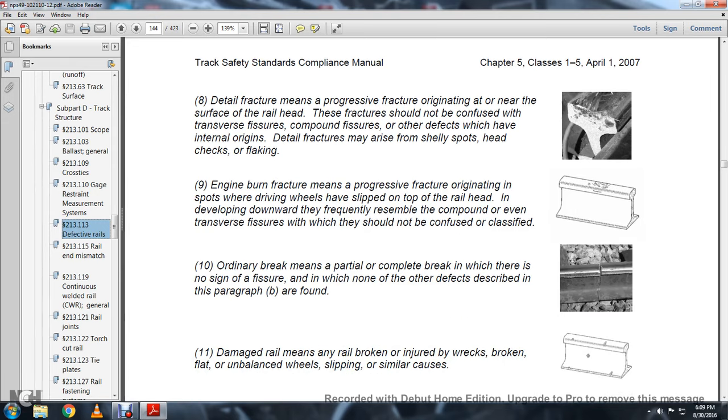9. Engine burn fracture means a progressive fracture originating in spots where driving wheels have slipped on the top of the railhead and developing downward, frequently resembling compound or transverse fissures, which shall not be confused or classified as such. 10. Ordinary break means a partial or complete break in which there is no sign of the fissure, and in which none of the other defects described in the paragraphs are found.